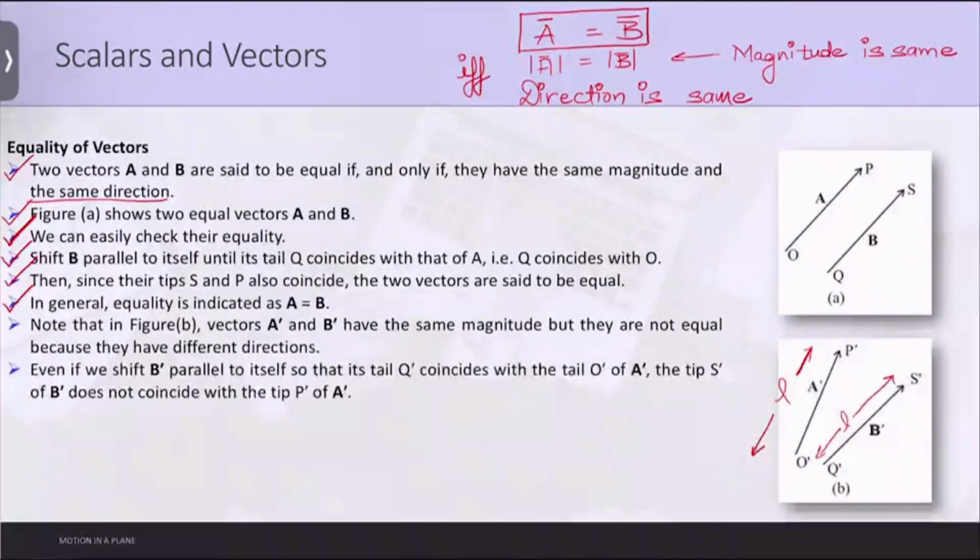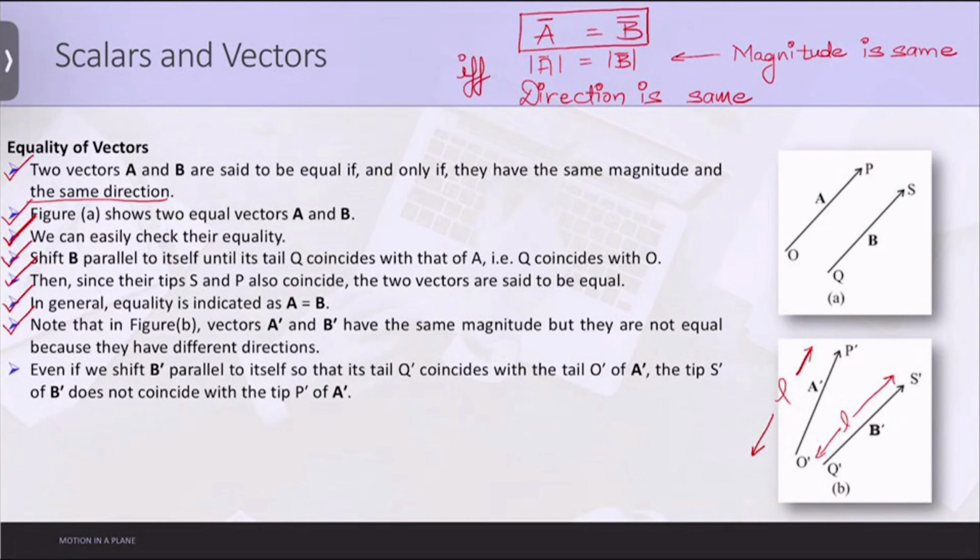The length of both these vectors is the same, but unfortunately the direction is not the same. It can be visualized very clearly from the diagram that the direction of both these vectors is not the same. Note that in figure B, vectors A dash and B dash have the same magnitude, but they are not equal. Why are they not equal? Because they have different directions.